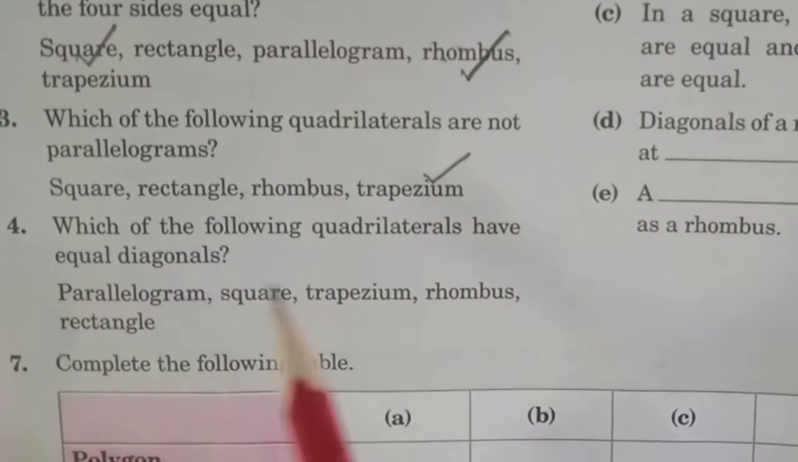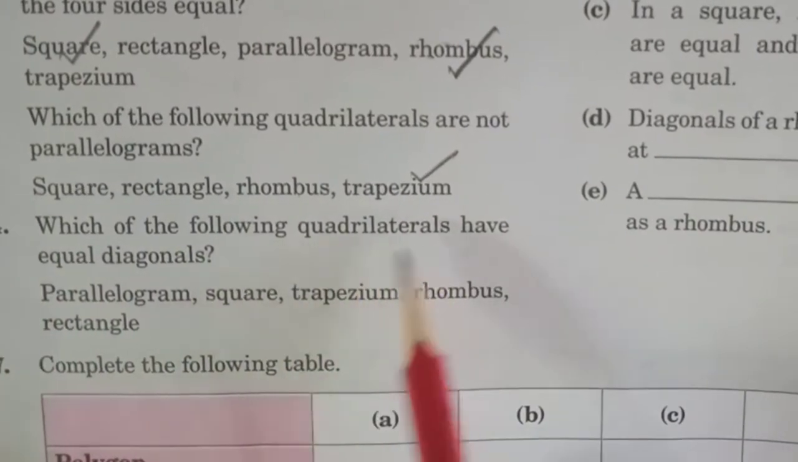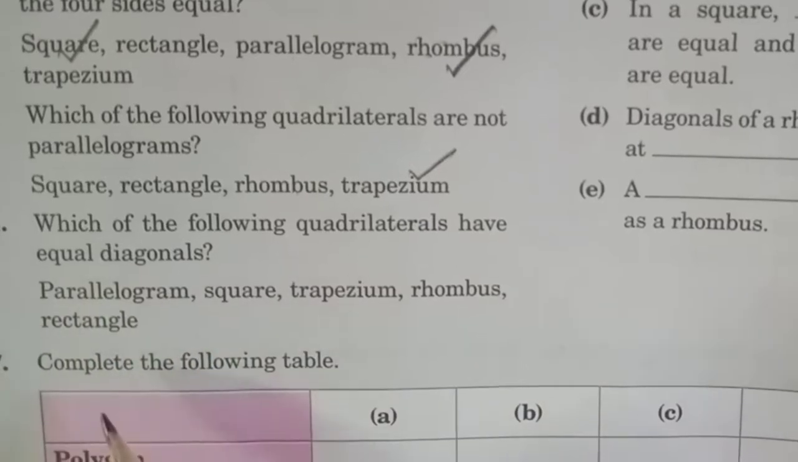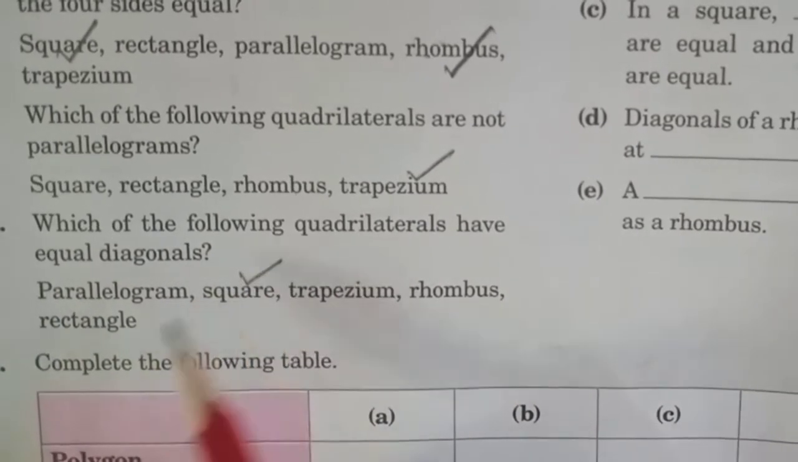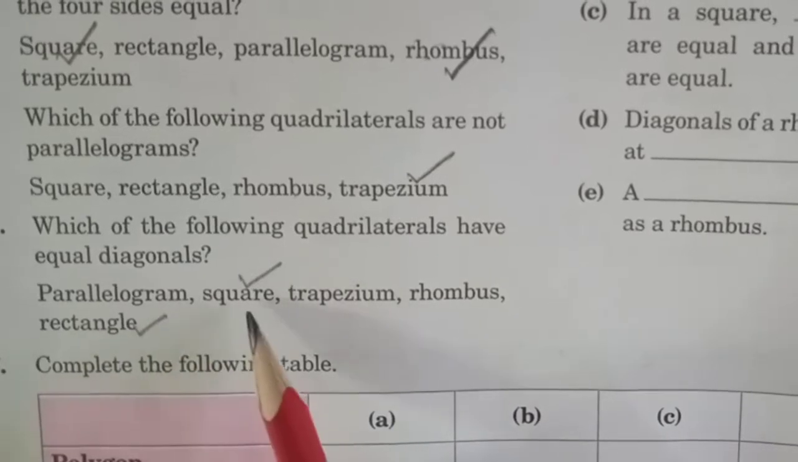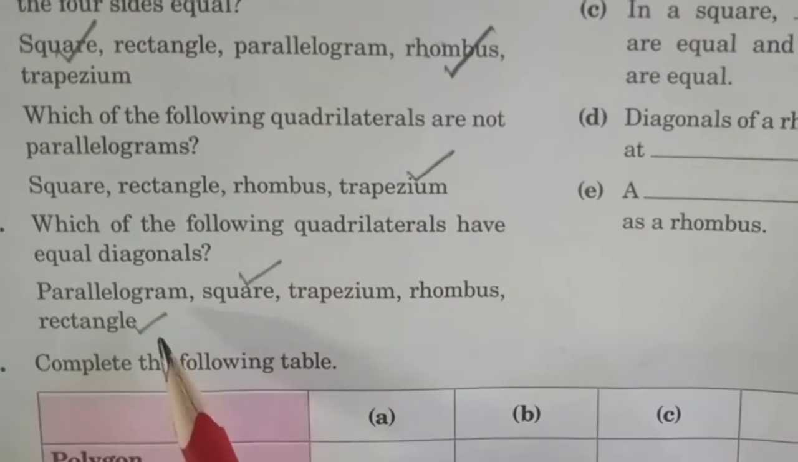Then question number 4, which of the following quadrilaterals have equal diagonals? Square and rectangle have equal diagonals. The diagonals of a square and rectangle are equal.